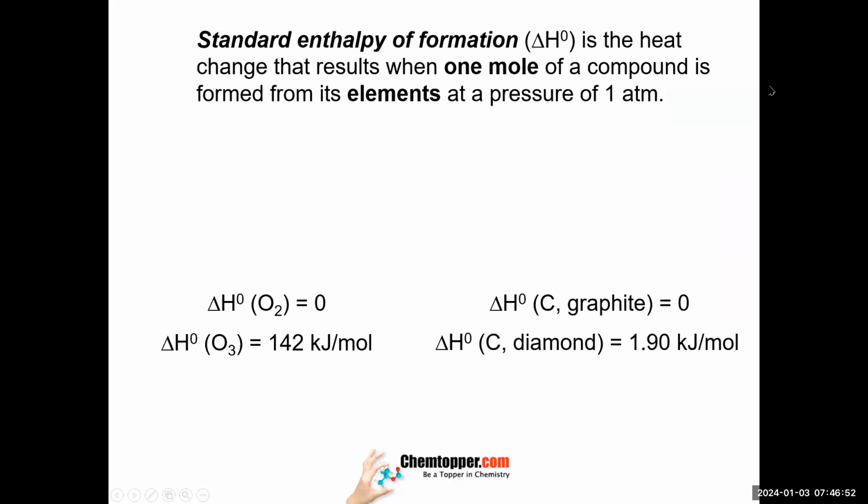First we need to understand the meaning of delta H naught formation. It's written like this. Make yourself familiar with this writing. Delta means change, H means enthalpy, heat. Naught means standard conditions. And what are the standard conditions, children? Can you type here the standard conditions? That's why it is called standard enthalpy of formation.